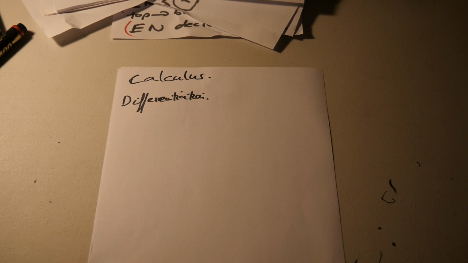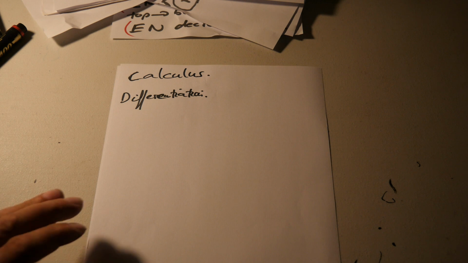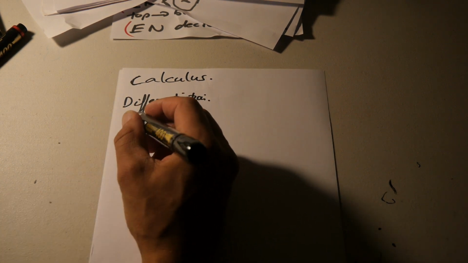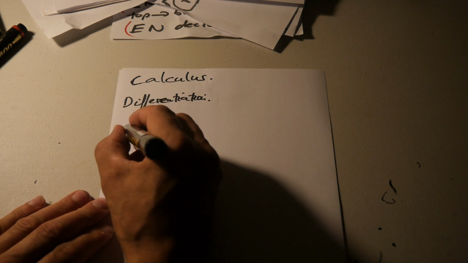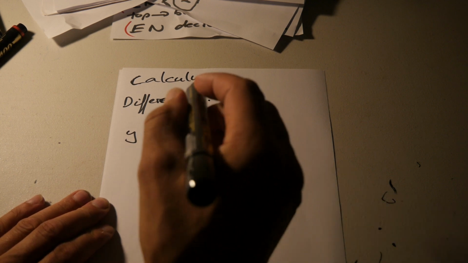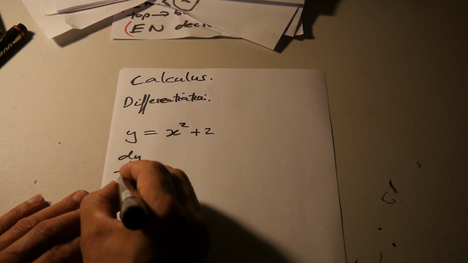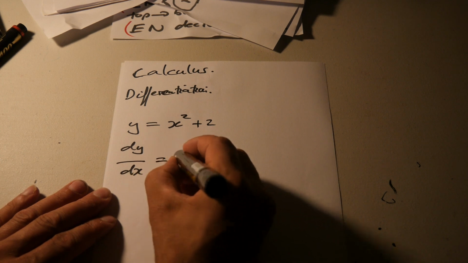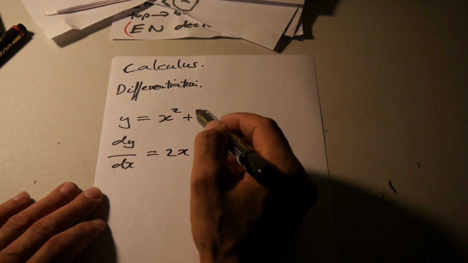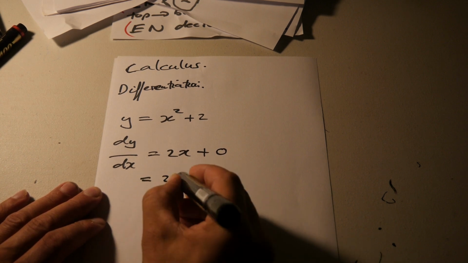Okay, my first video for higher maths, okay? Differentiation. So, to illustrate this, you go y equals x squared plus 2. So dy by dx equals 2x, okay? So the number, which is a constant, becomes 0. So you can write that as 2x.